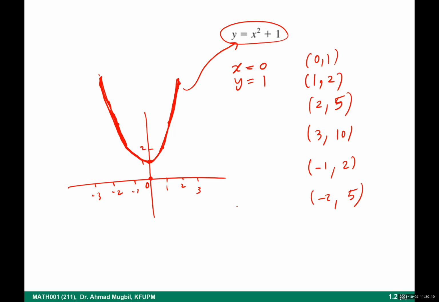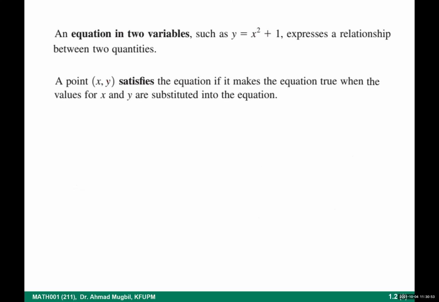Now, is the point (3, 10) on this graph? How to know that it is on this graph? When x equals 3, will y be 10? Yes. Now, is the point (3, 1) on this graph? No, it is not, because if you put x equals 3, you will not get y equals 1. So we have points that are not on the graph, like here, and we have points that are on the graph. And this is what is called the graph of the function.